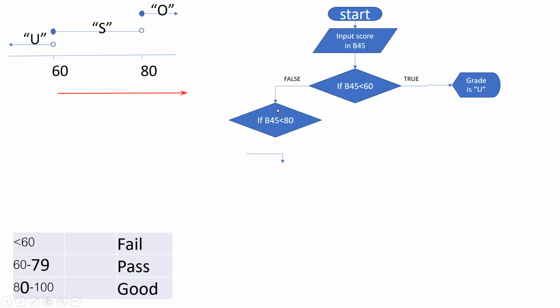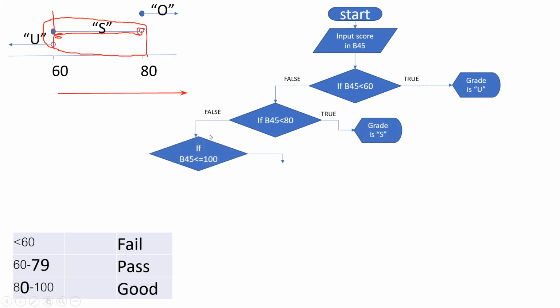If B45 is less than 80 or not. This means that I want to scope just this: less than 80 is here, go to this one and it touches the point that is 60 here. So if B45 is less than 80, and if yes, you can say that grade is S.